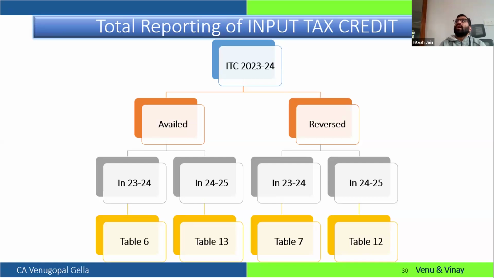So, in which table of GSTR-9 do we need to report such ITC? If we have availed ITC of financial year 23-24 in the same financial year, then we report it in table 6 of GSTR-9. If we have availed the ITC of 23-24 in financial year 24-25 monthly returns up to the specified period, that is till 30th November 2024, then we need to report it in table 13 of GSTR-9.